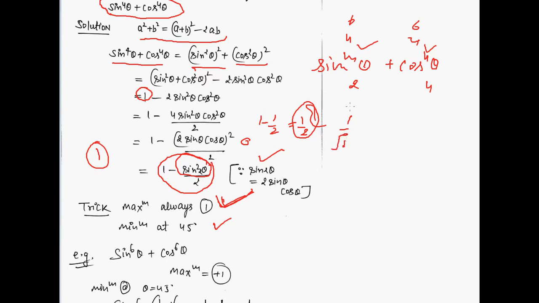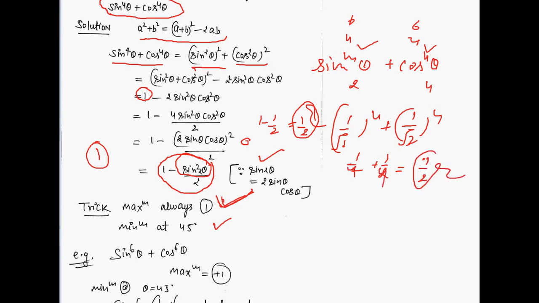So maximum is 1. For minimum put 45. 1 by root 2 raised to power 4 plus 1 by root 2 raised to power 4. This is 1 by 4 and this is 1 by 4. The minimum is 1 by 2. See another example.